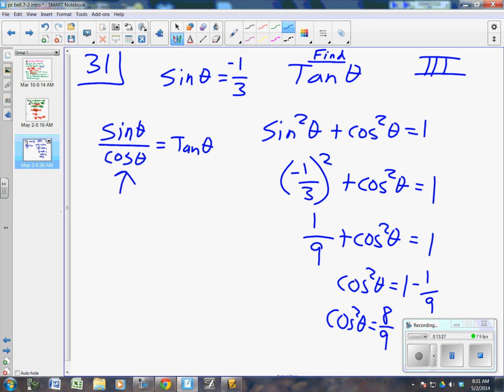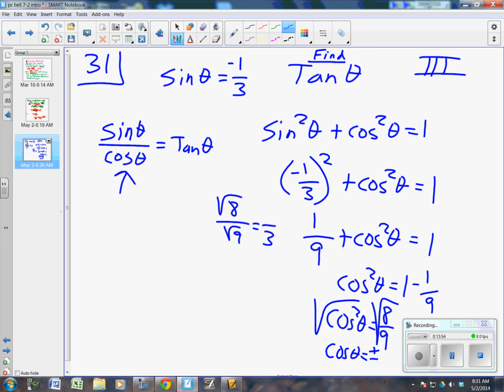Square root both sides. Good. What does that give me? Cosine of theta equals plus or minus. Do you remember that? Plus or minus the square root of 8 over 3. Let me ask you this, though, you guys. Because we can separate the square root of 8/9 into the square root of 8 over the square root of 9. We know that the square root of 9 is 3.